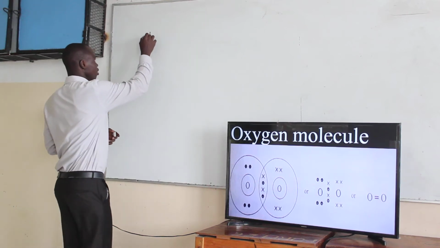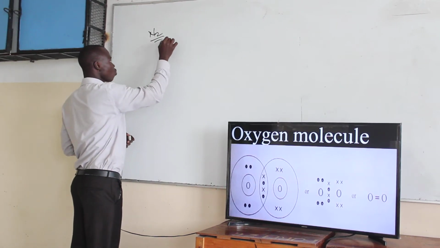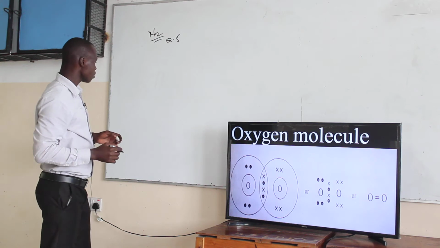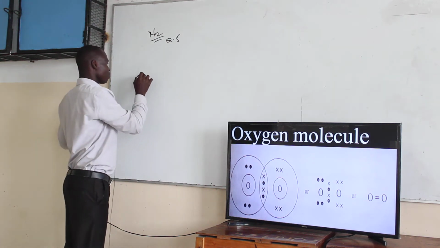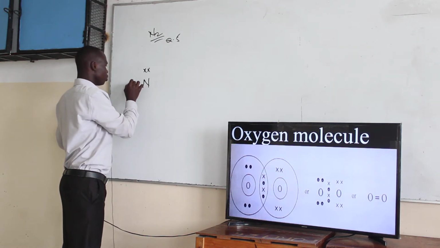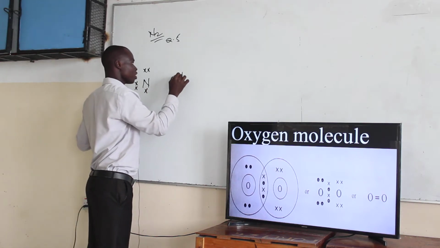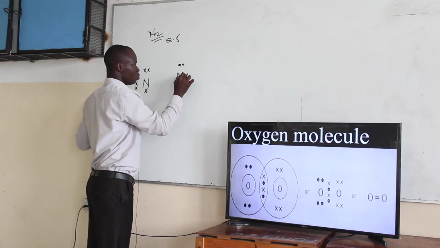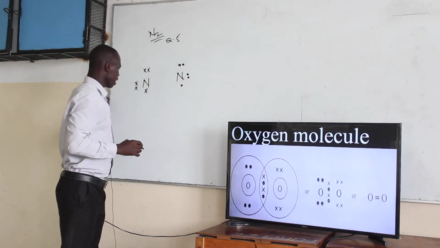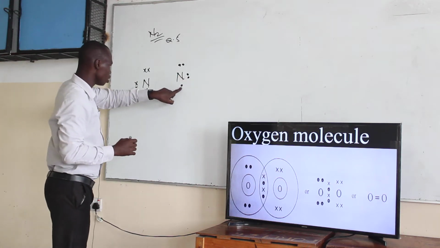Now, nitrogen is 2, 5. So let's say the first one has 5 electrons: 1, 2, 3, 4, 5. And the other nitrogen has got 5 electrons. Now suppose we start by contributing this one.